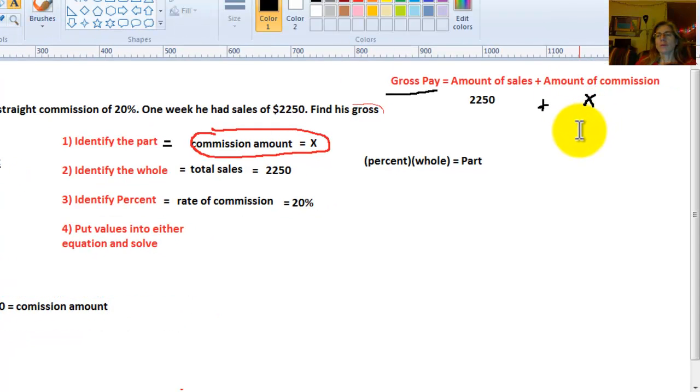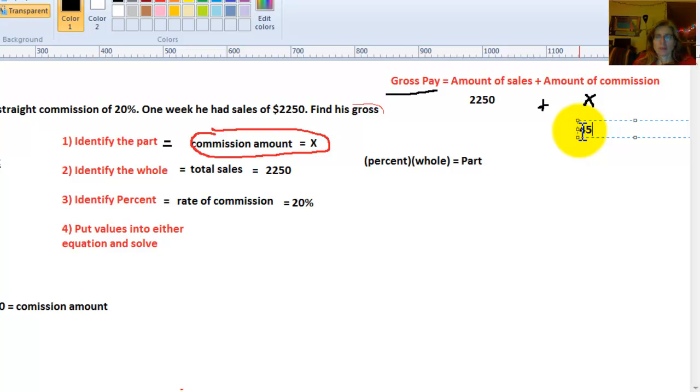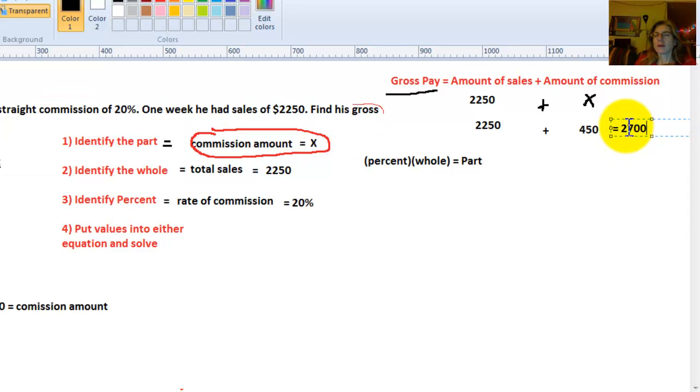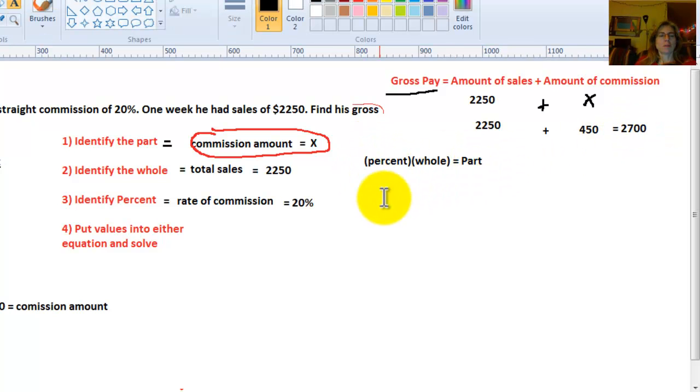In our original problem, we have 450 plus the 2,250, which will then equal our gross pay. So let's add 450 plus 2,250, that will equal 2,700 as our gross pay.